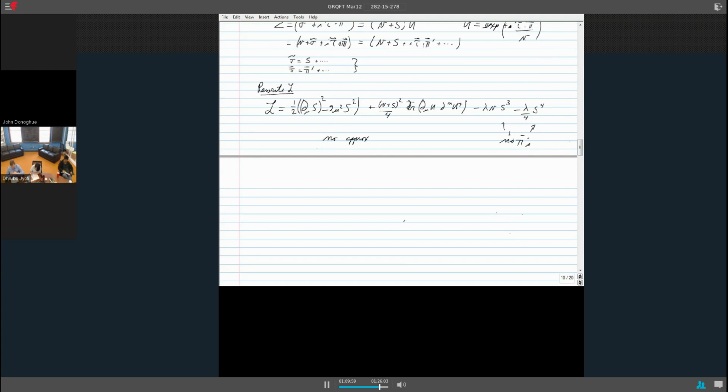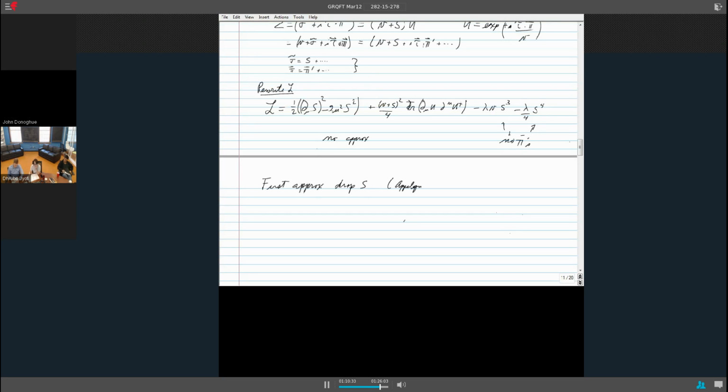In the potential, the only place the pi's live are right here in the kinetic energy pieces. So what have I done? Well, the particles have the same masses. This is a massive particle, so S has the same mass as the sigma. The pi primes are still massless. There's no mass term for the pi primes.